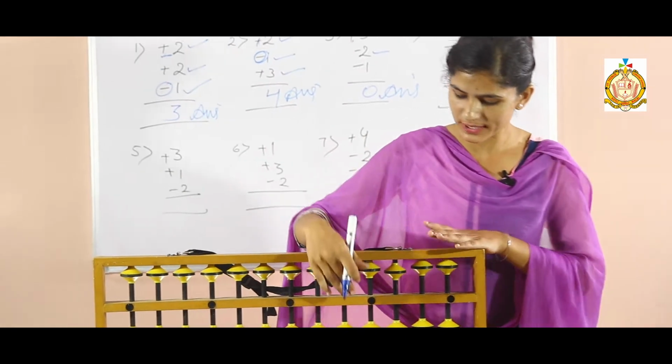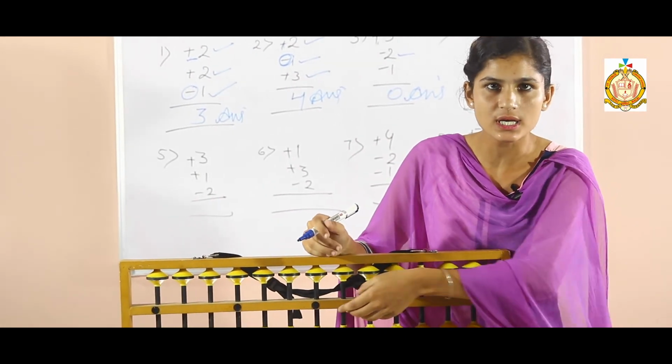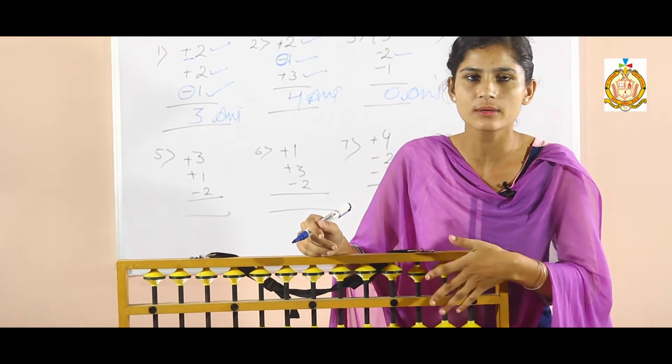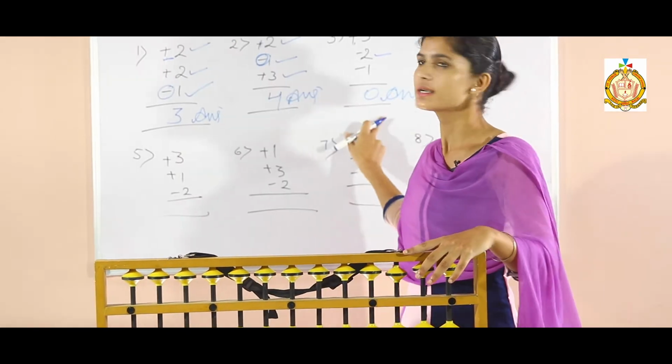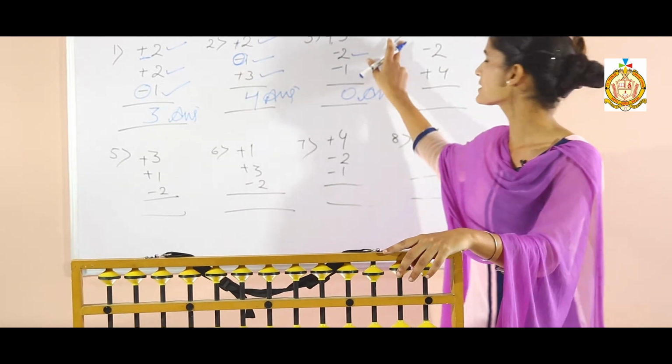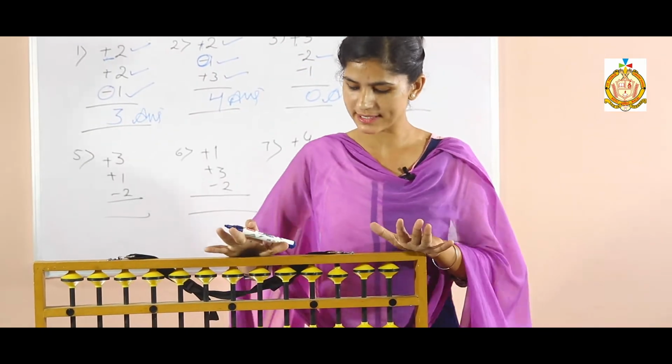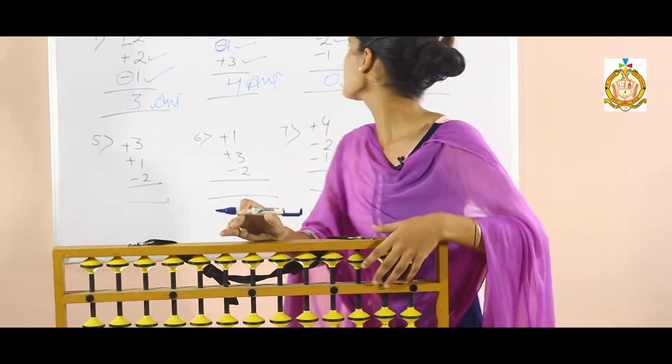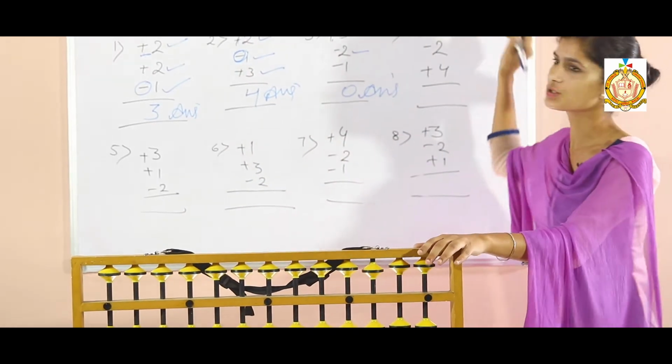Understood? If no bead is touching, कोई भी bead इधर आंसर लाइन को टच नहीं कर रहा है, तो इसका मतलब आपका आंसर क्या है? 0. So write 0 here. Now your fourth sum is there. Now firstly check that your abacus scale is clear. Yes, it is clear. Now add 2.